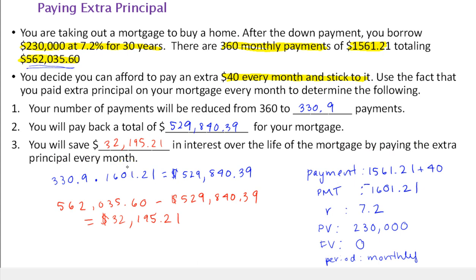Okay. So if you can find an amount that you can stick to pay extra interest, and even if you can't stick to it, you'll still save money. It's just more difficult to compute the exact value. Okay. You'll be paying your mortgage for 2.5 less years. That'll be nice. And you'll save $32,195.